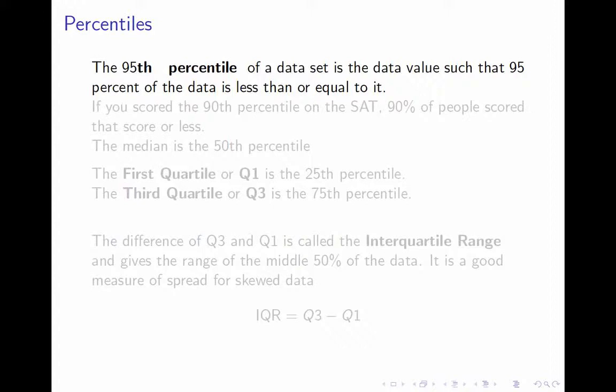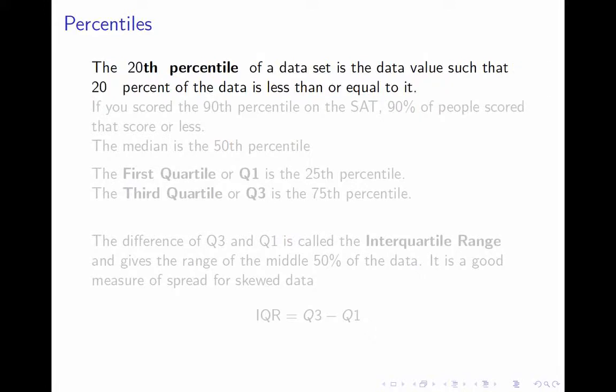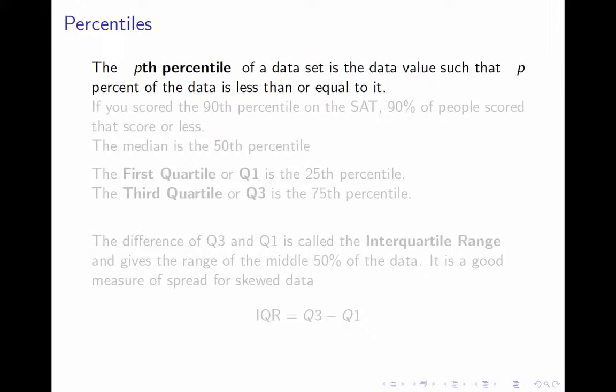You are familiar with percentile, at the very least when you opened up your SATs, you got to see what your percentile was. But let's say this a little bit more precisely. The 95th percentile of a data set is the data value such that 95% of the data is less than or equal to it, and therefore 5% is greater than it. Likewise, the 20th percentile is the data value such that 20% of the data is less than or equal to it, or more generally, the pth percentile is the data value such that p% of the data is less than or equal to it.